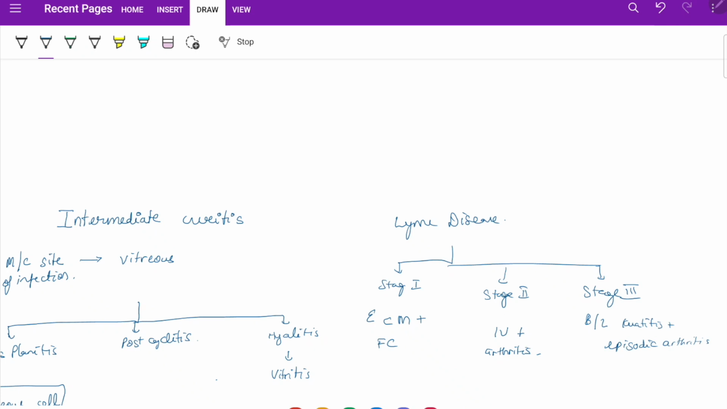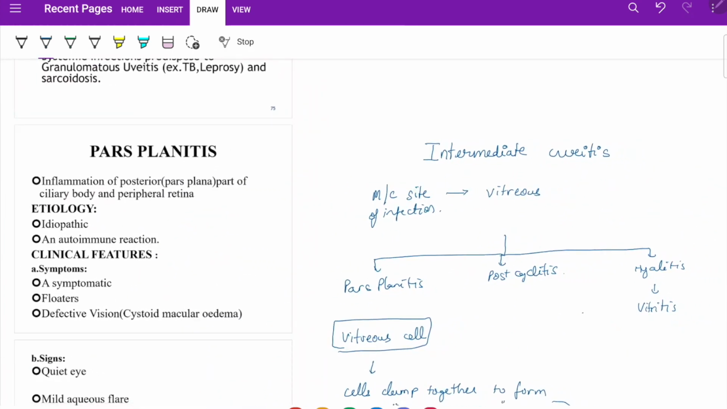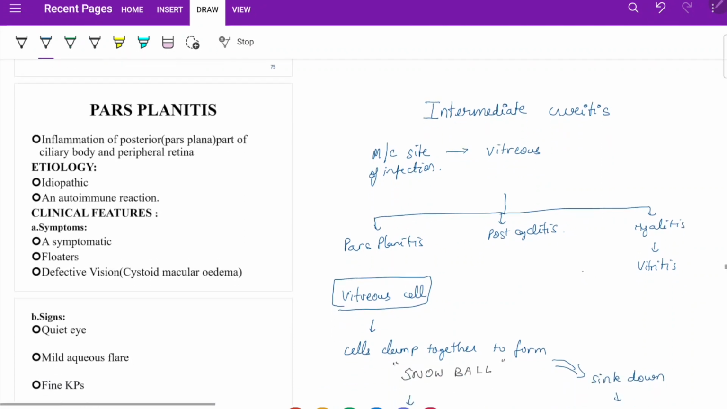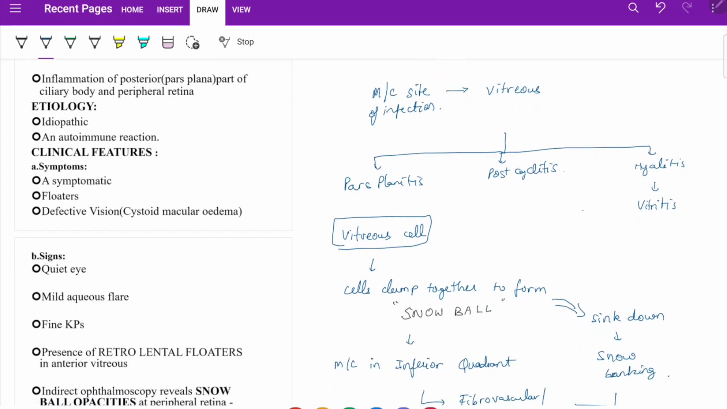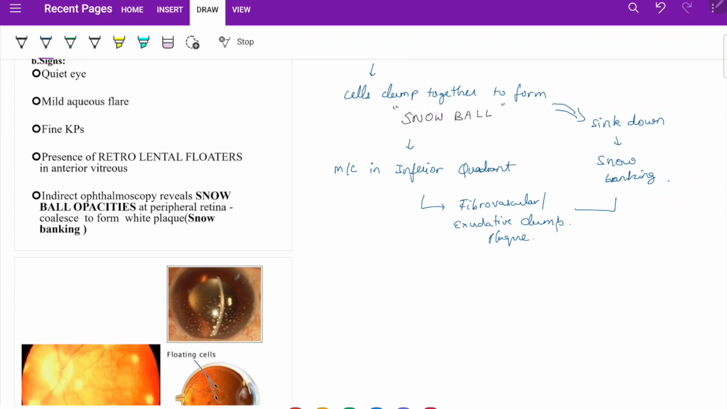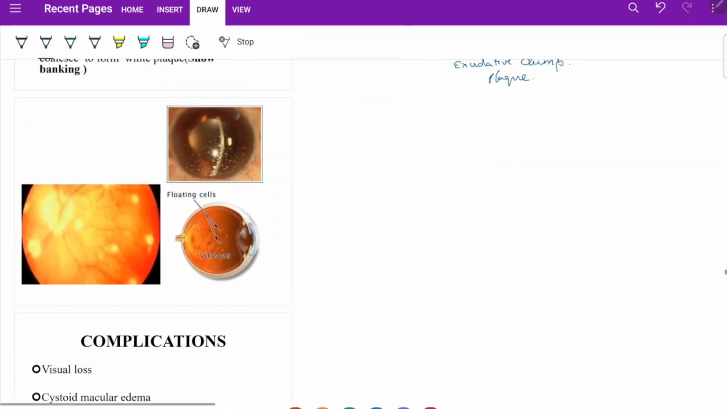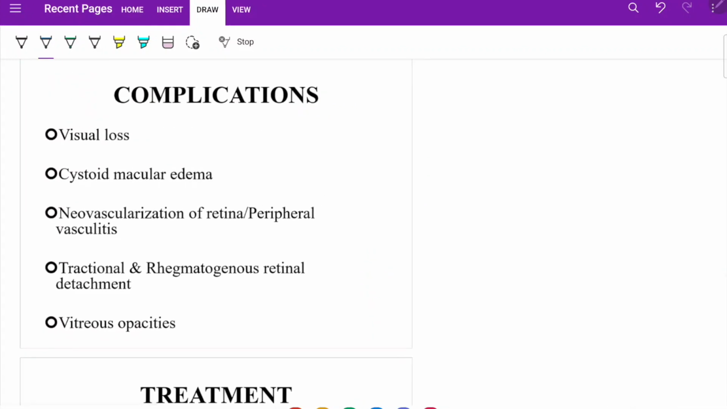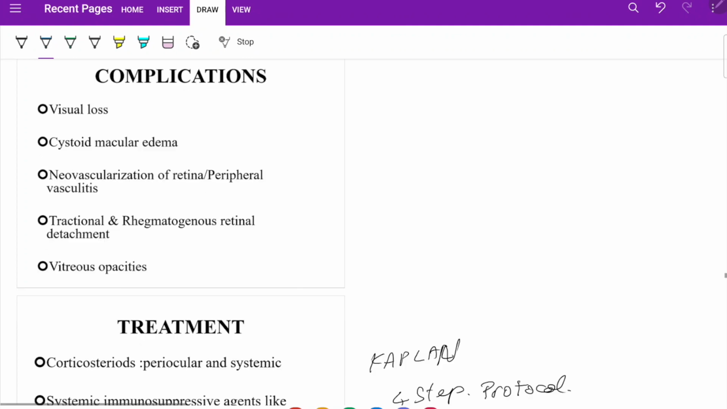Now, what are the signs? There is a spillover of anterior uveitis and vitritis, which is the hallmark. There will be snowballs, snow banking, and retinal periphlebitis with venous sheathing. Symptoms: it is mostly asymptomatic. If at all symptoms are there, they are insidious in onset with bilateral blurred vision and floaters. If there is defective vision, cystoid macular edema may be present. Indirect ophthalmoscopy reveals snowball opacities at the peripheral retina which coalesce to form a white plaque, called snow banking. Can you see here? Complications, as I already told you, are cystoid macular edema, epiretinal membrane formation, neovascularization, and vitreous opacities.